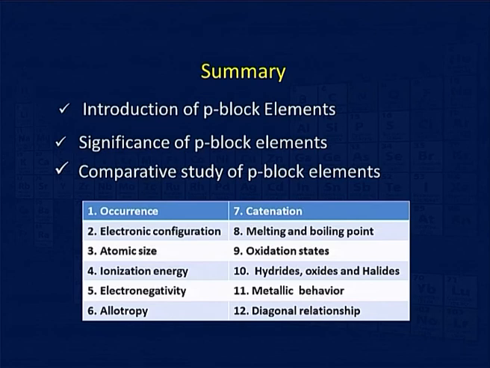When you go down in the group, you will find that atomic size is going to increase. Conversely, when you move across the period from left to right, atomic size is going to decrease because of increase in the nuclear charge. The converse behavior is seen with the ionization energy. The ionization energy increases from left to right, but decreases from top to bottom in the group. The electronegativity has been discussed.